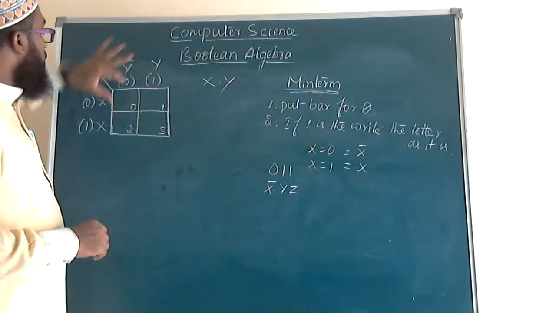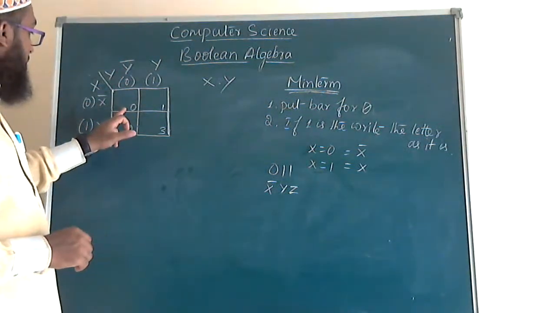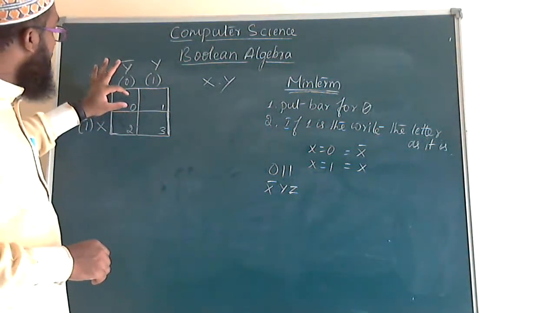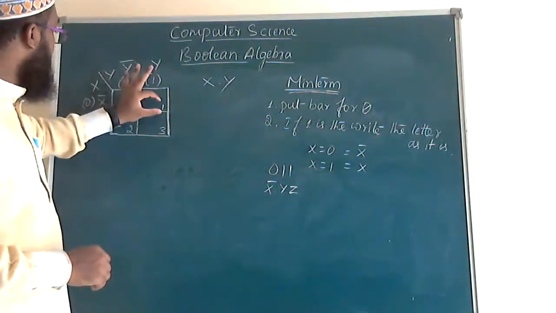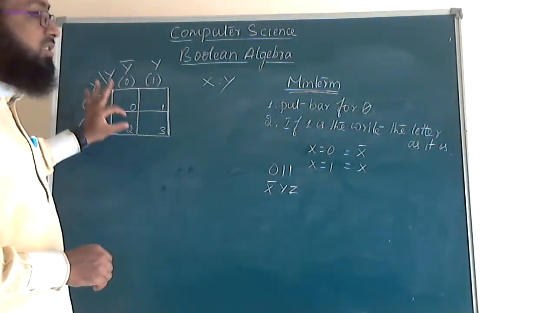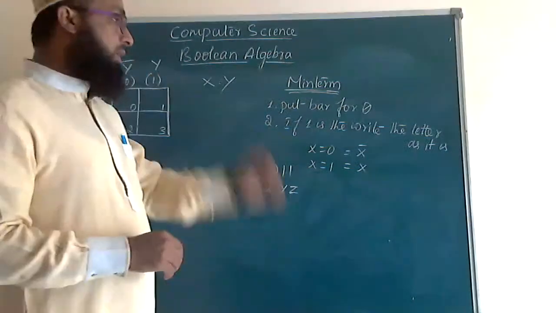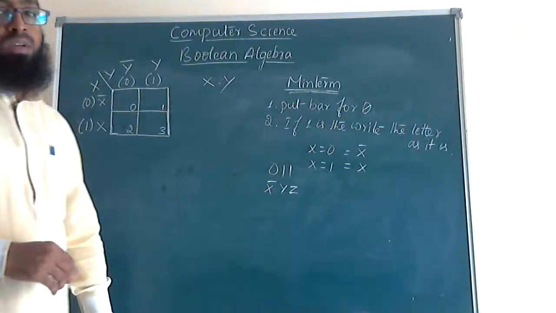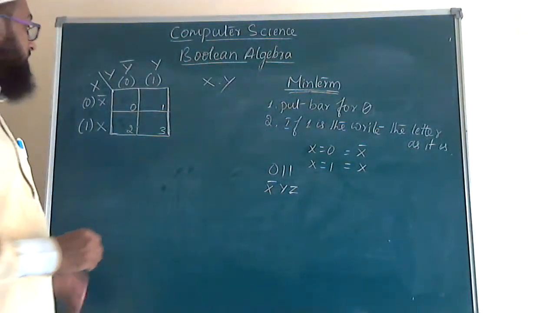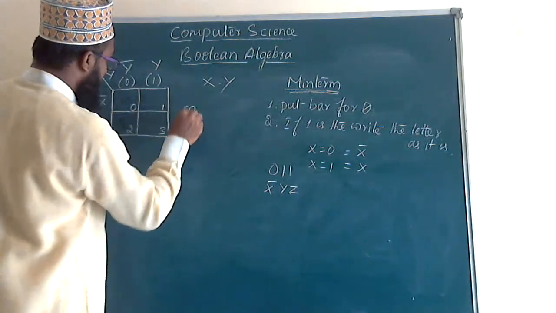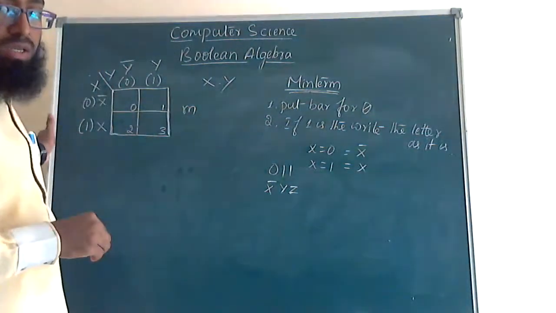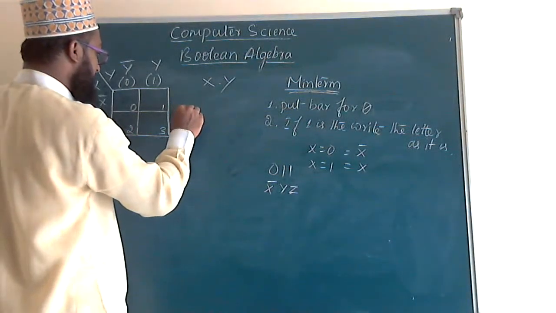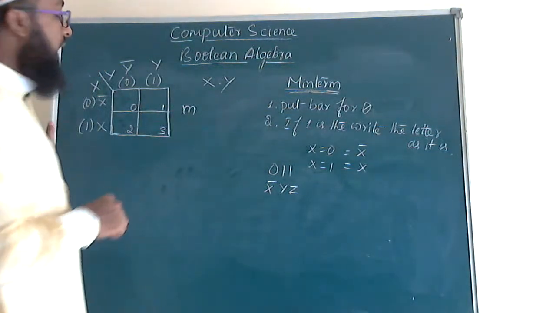Okay, this is a two variable Karnaugh map. 0, 1, 2, 3. Always you have to enter the number in this corner of the square, at the right down corner of each square. How can we represent a min term? We can represent a min term with small letter m. Earlier we have discussed that a min term can be expressed with small letter m.